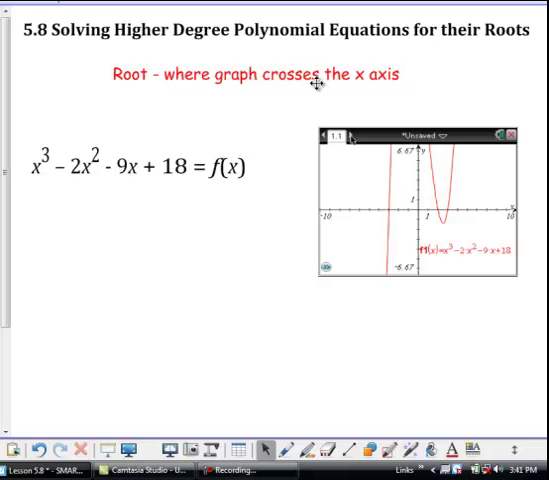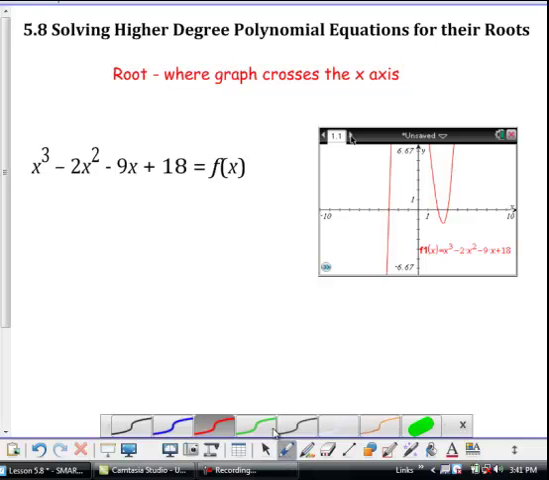So we're in section 5.8, and it's solving higher degree polynomial equations for their roots. Big old fancy title, but remember a root is where a graph crosses the x-axis. So they decided to put this in the parabola section because in parabolas we started talking about roots. So, even though this is not a parabola, it still has roots. Thus, they threw it in section 5.